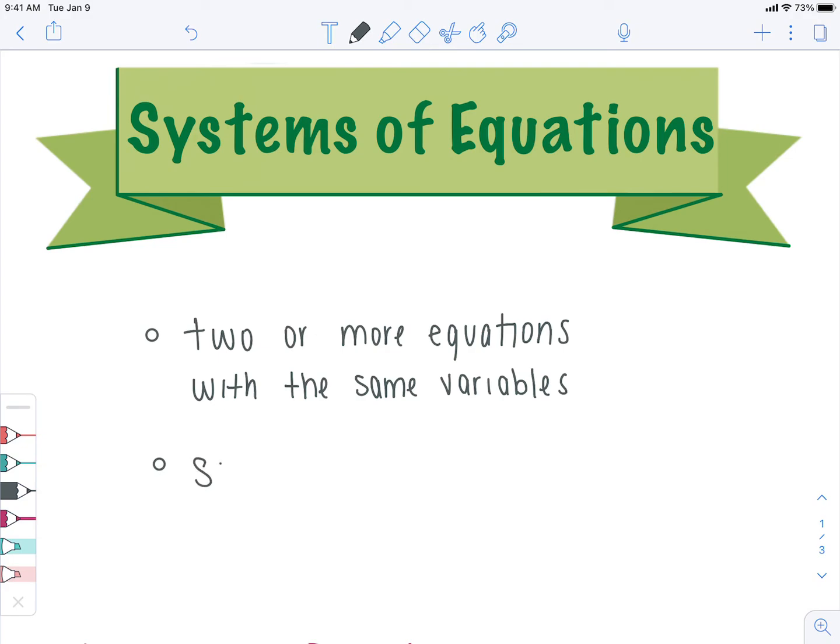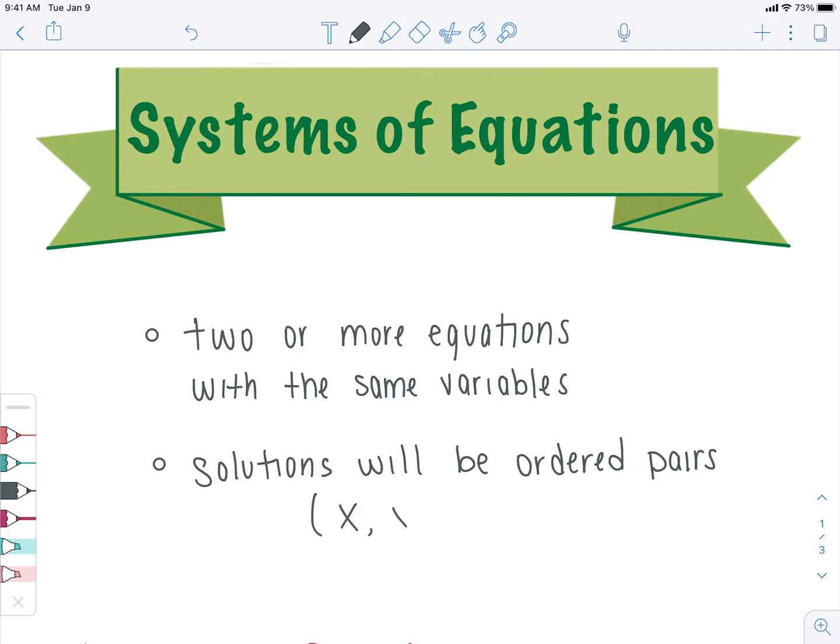So solutions will be ordered pairs. And remember, ordered pairs are x, comma, y.